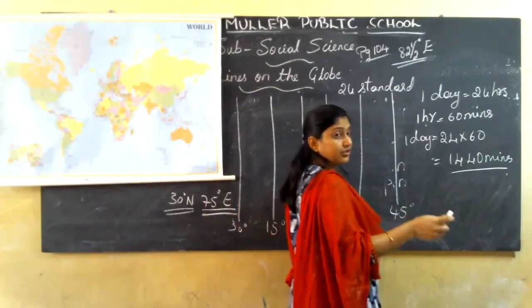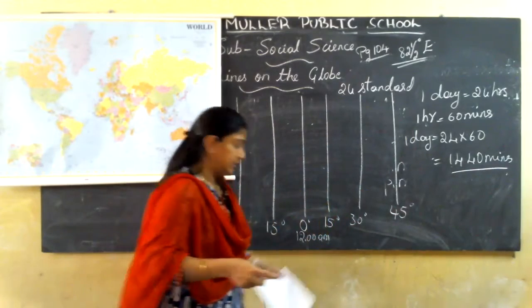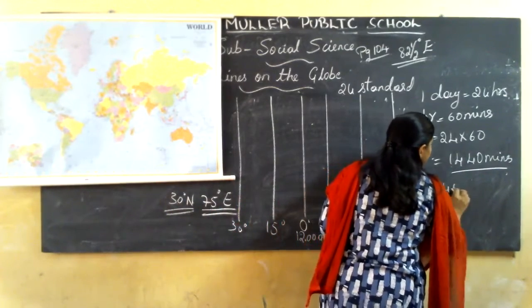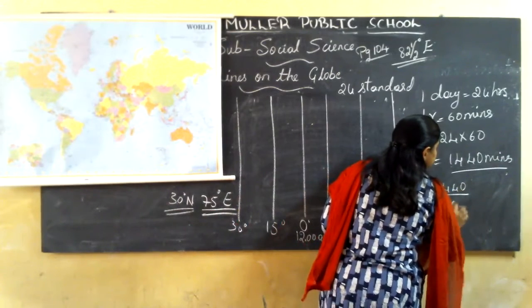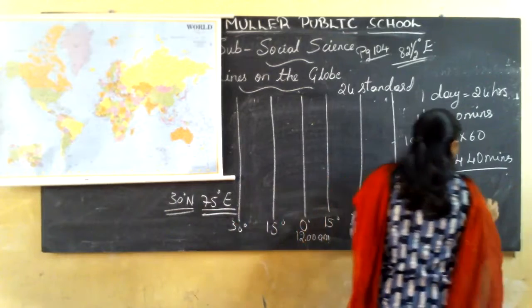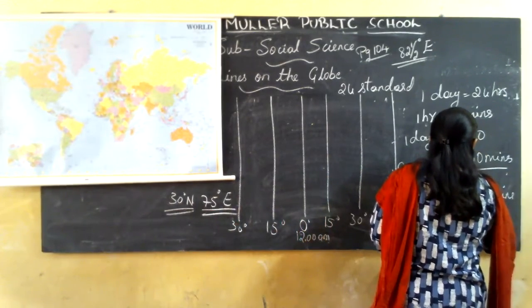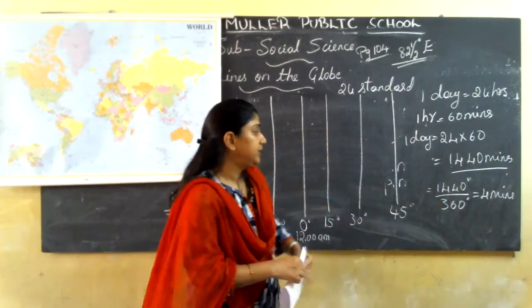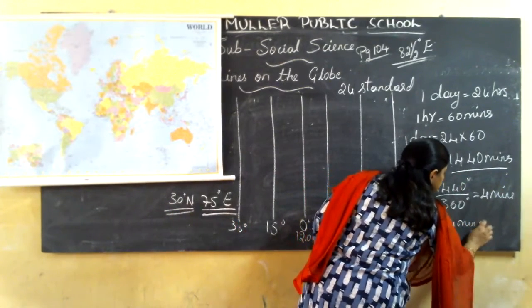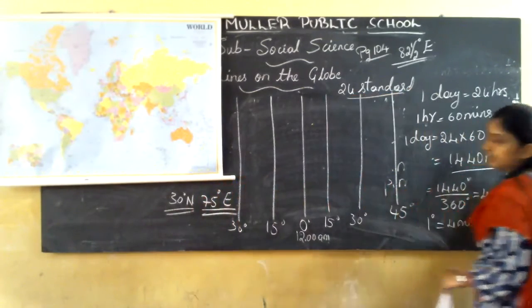So Earth takes how many minutes to complete its rotation? 1440 minutes, isn't it? So when you divide this 1440 minutes by 360 degree lines, you will get what? 4 minutes. So it is understood that each degree is 4 minutes.